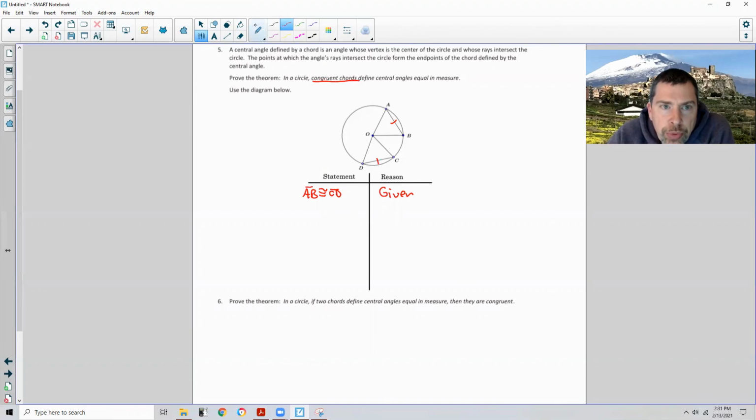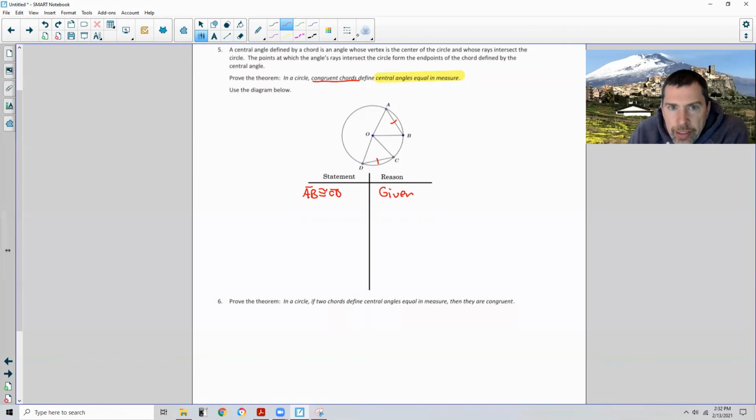So we're trying to prove central angles are equal in measure, given the fact that we have congruent chords. Okay, it's not really clear how they worded that, but that's what it is. All right, if we put it into an if-then statement, if is given, then is what we're trying to prove. So we're given AB is congruent to CD. I've labeled it, that is given.